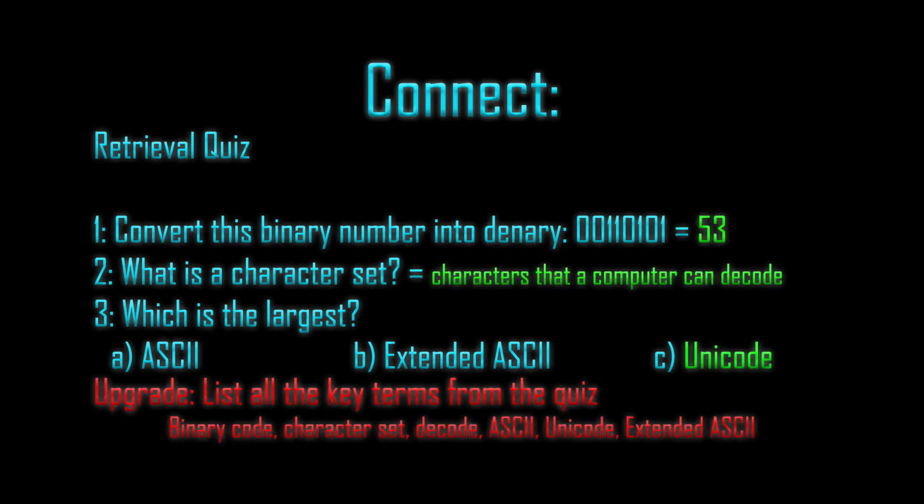Let's go through the answers. Number 1. Convert this binary number into denary. The answer to that is 53. On number 2, what is a character set? Because computers work in binary, all characters, whether they're letters, punctuation, or digits, are stored as binary numbers. And all the characters that a computer can use are called a character set. So as long as you've got something along the lines of characters that a computer can decode, that's okay.